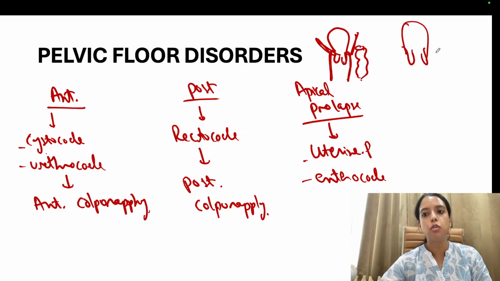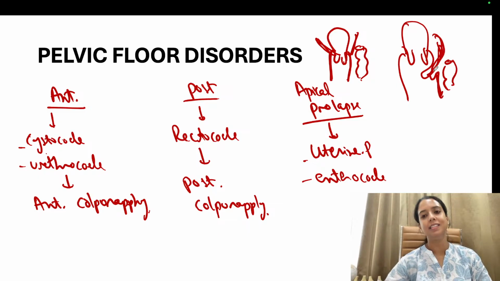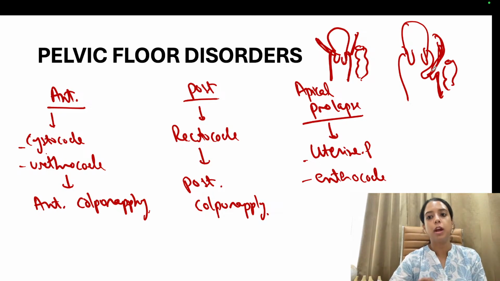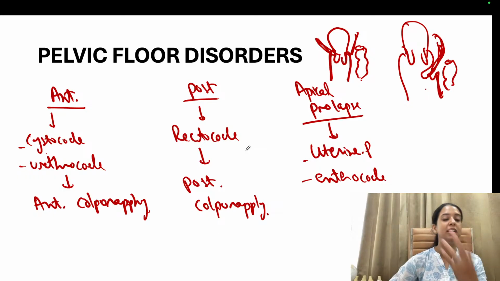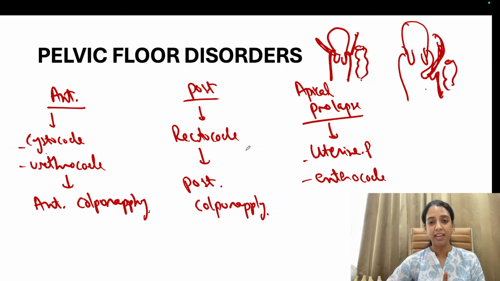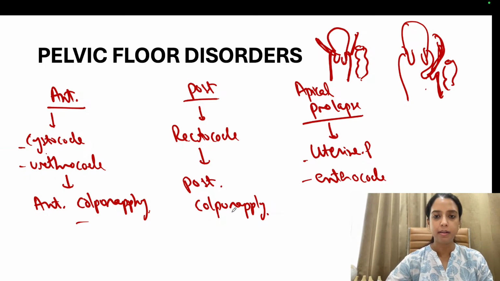Small bowel is in the peritoneal cavity, but sometimes through the pouch of Douglas the bowel comes. Posterior wall is intact, rectum is intact. The bowel comes through the pouch of Douglas. So it is an apical prolapse. Enterocele is an apical prolapse, whereas rectocele is a posterior wall prolapse. Okay, so we understood the treatment of both.